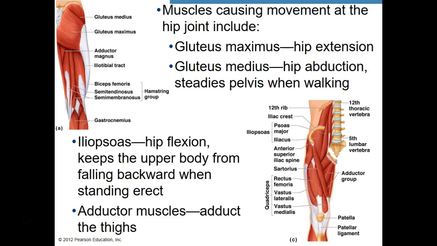Another one of the muscles is the iliopsoas. This is going to help with hip flexion, so the bending. It also is important for keeping the upper body from falling backwards. So this is going to be right here. There's a couple of muscles that work together.